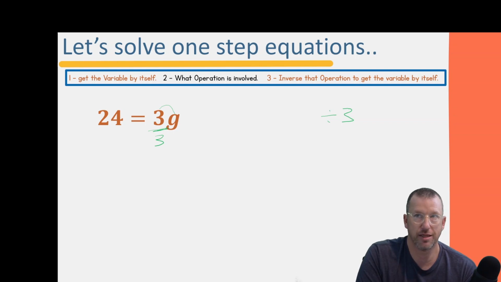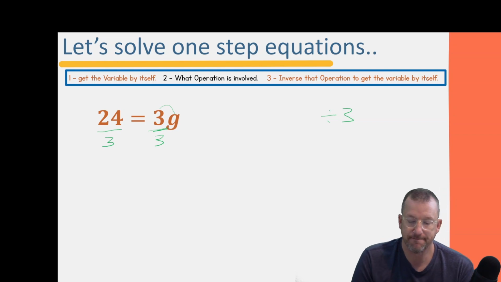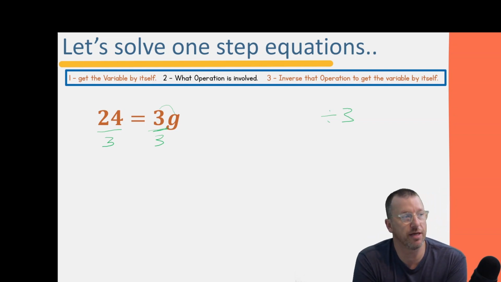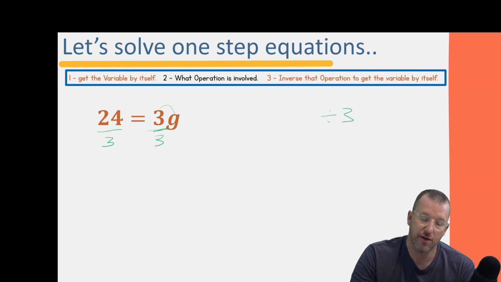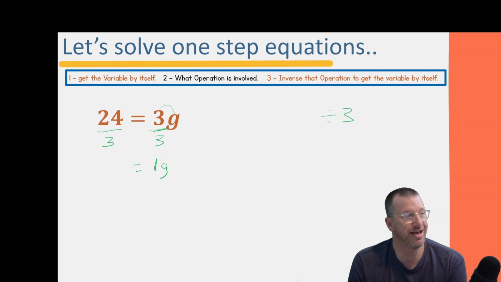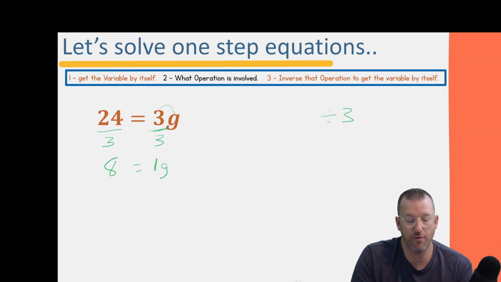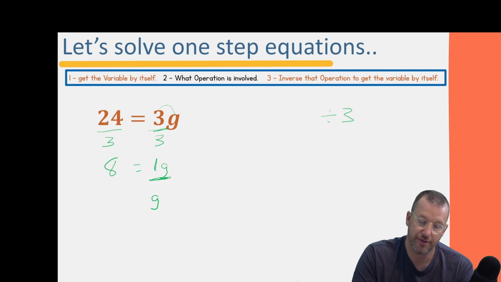Okay, I did divide one side by 3. What do I have to do to the other side? I have to divide it by 3. Now I'm going to expect you to be showing your work when you're doing these type of problems. The teachers want to see how you're solving these problems. So what is 3 divided by 3? It's 1. So 1g is what I have left over here. And what is 24 divided by 3, or 24 broken into 3 groups? That would be 8. If I have 1g, do I have to write 1g? No, I just write g. G equals 8.